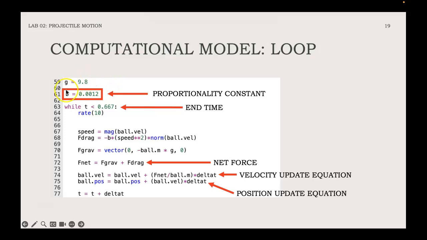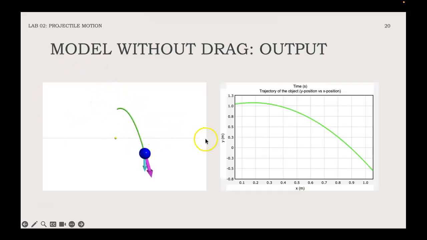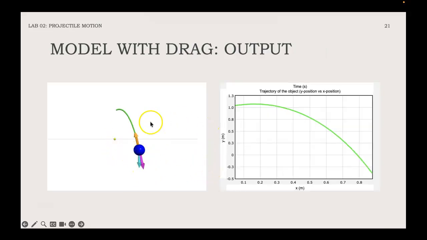Then for the drag, we set this b value to a non-zero number, which is 0.0012 in this case, and we found this experimentally. So here, for the model without drag, we outputted two visuals, our trajectory right here on the right, as well as this diagram where we have our velocity arrow and then our gravity arrow pointing downward. And then with drag, we have the addition of the drag arrow, which is opposite of velocity and opposite of the motion of the object, and then we also have this trajectory outputted to the right here as well.